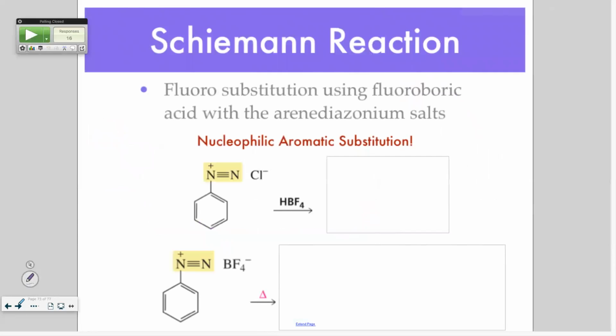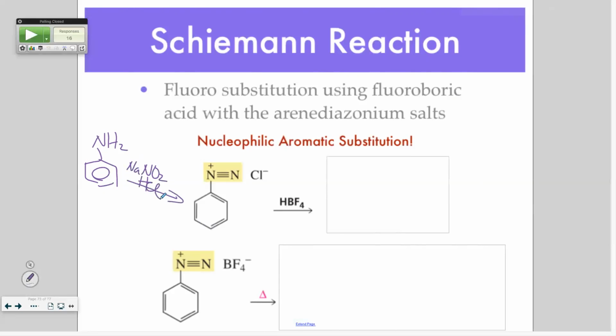The Schiemann reaction is another thing you can do with these, and this lets you get fluorine on. There are a lot of drugs that work because they have a fluorine put in a specific spot. And so they really wanted to develop methods for doing that. This involves making the diazonium salt. So if you were going to make that, you would start with aniline and use the NaNO2 and HCl, and that'll give you the diazonium salt.